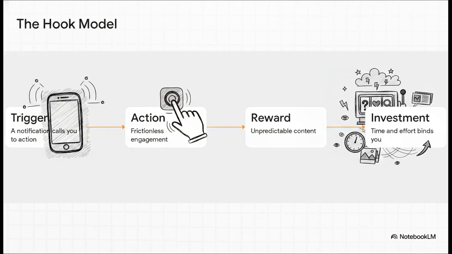Now, uncertainty, that is the secret sauce here. Because you never quite know what you're going to see, a new like, maybe a trending article, or a viral video, you just keep scrolling. You invest your time and effort, which perfectly sets you up for the next trigger. Your attention is literally the raw material of the modern digital economy.